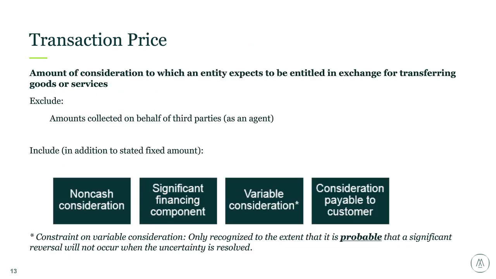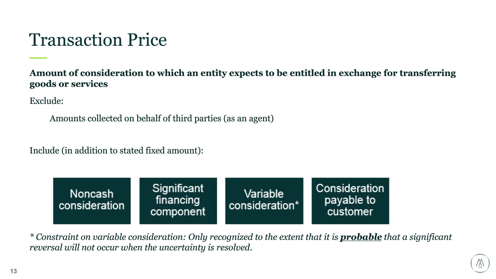Step 3 of the standard is to identify your transaction price, and your transaction price is the amount of consideration in a contract to which an entity expects to be entitled in exchange for transferring their promised goods or services. The transaction price can be a fixed amount, but it may also include variable consideration. The transaction price is also adjusted for the effects of the time value of money if the contract includes a significant financing component, and is also adjusted for any consideration payable to the customer, which would generally reduce the transaction price.